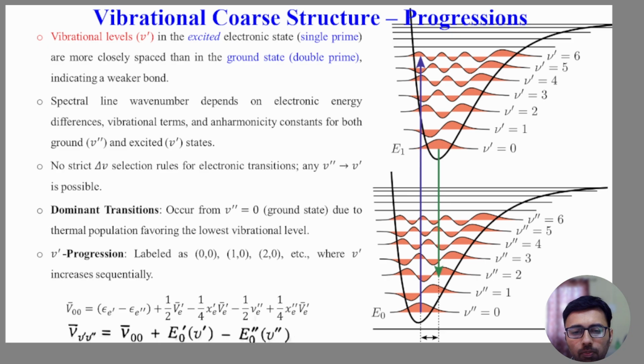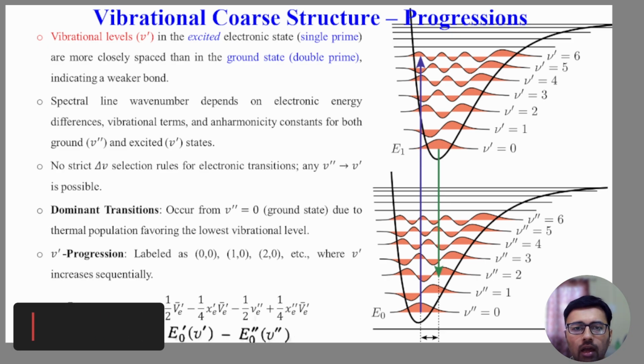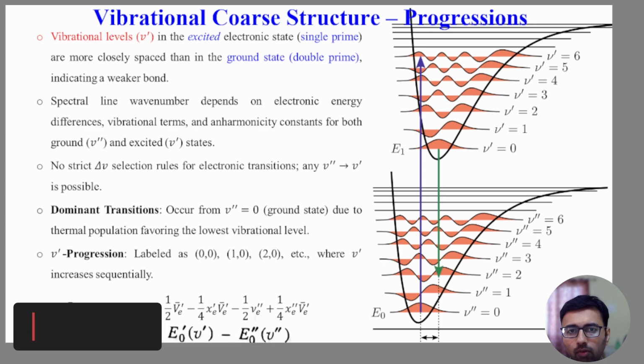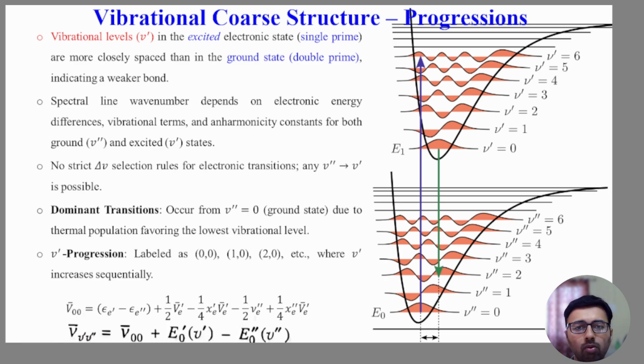In electronic spectra, vibrational levels in the excited state are often closer together because the bond becomes weaker. Most transitions originate from the lowest vibrational level, leading to a pattern called vibrational progression. By analyzing these vibrational progressions, we gain deeper insight into molecular structure and electronic behavior.